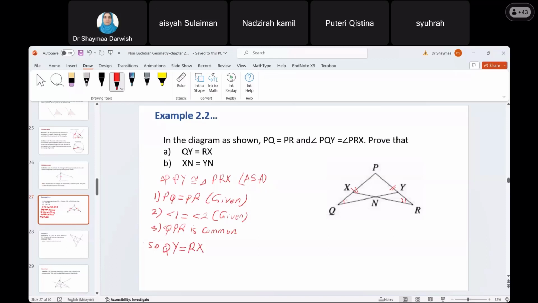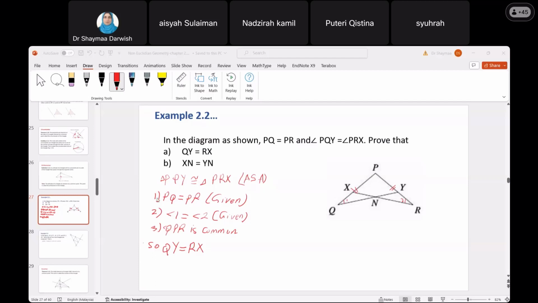Okay, now we need to prove the second one. Xn equal to Yn. I need to prove this part. We already proved that QY equal to XR. Now I need to prove that Xn equal to Yn. Can we make this triangle Y and R congruent to X and Q or not? XQ equal to YR.